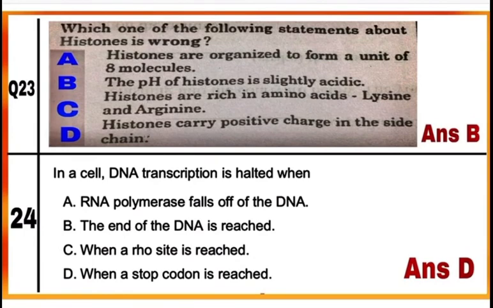Question 23. Which of the following statements about histones is wrong? Option B. The pH of histones is slightly acidic. This is wrong. Histones are basic in nature. Question 24. In a cell, DNA transcription halted when? Option D. DNA transcription halted when a stop codon is reached.